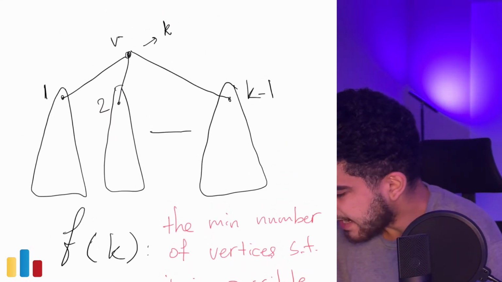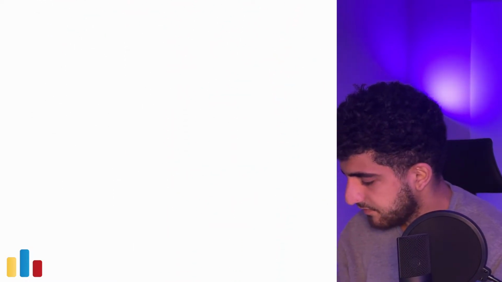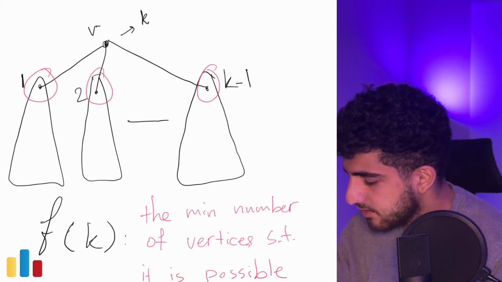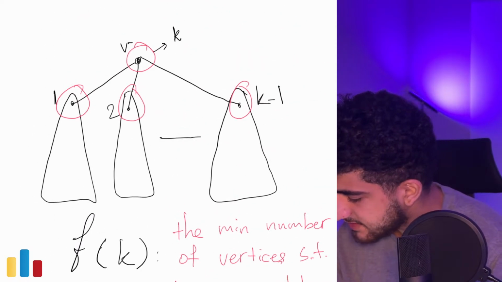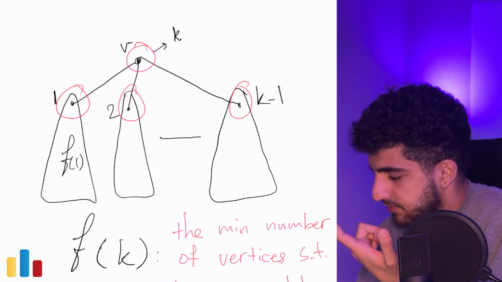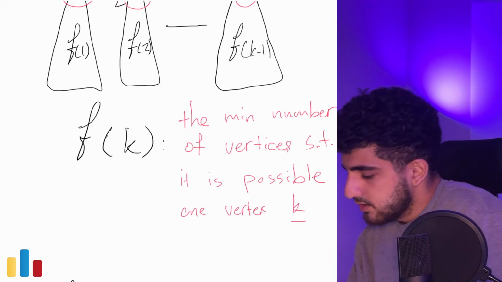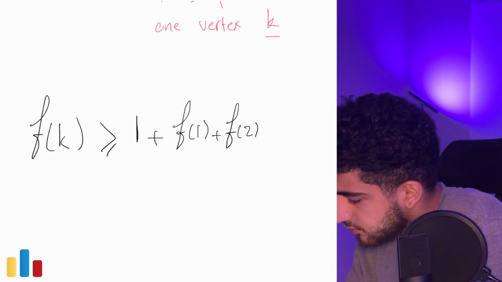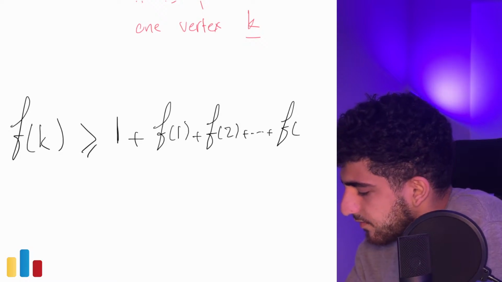What we can say is that f of k should be at least equal to the sum of f of 1 to f of k minus 1, and also an additional one for V itself. There are at least f of 1 vertices in here, based on the definition, so that one vertex will be removed at step 1. We should have at least f of 2 vertices in here, and at least f of k minus 1 vertices in here. So f of k is at least 1 plus f of 1 plus f of 2 plus up to f of k minus 1. So it is 1 plus the sum of f of i from i equals 1 to k minus 1.